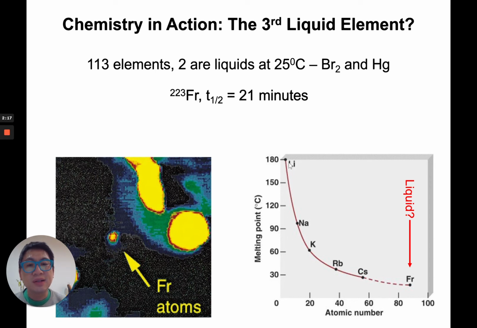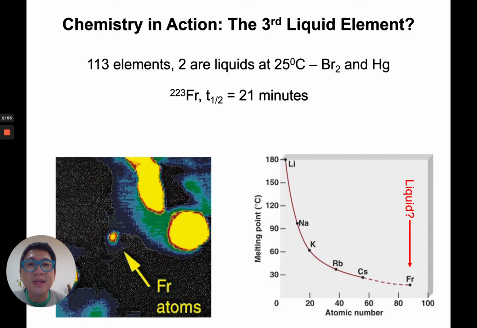Lithium has a melting point of about 180 Celsius, sodium about 100-ish Celsius, then potassium, rubidium, cesium. Well, francium is way over here. I don't remember the atomic number of francium without looking at the periodic table, 80-something. Whatever, 80-something. If you extrapolated the line, it is probably under 25 degrees Celsius. Meaning if you had pure francium, it probably is a liquid at room temperature, 25 degrees Celsius.